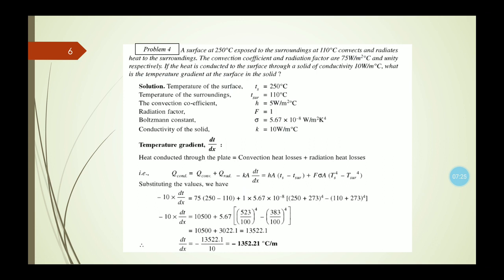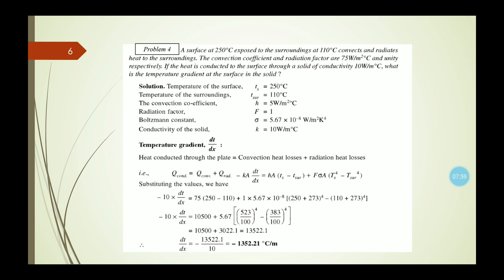We know this from the concept of Fourier's law of heat conduction, so that dT/dx we need to find here. So let us see what things are given in the question. The temperature of the surface is given. The temperature of the surroundings is also given. The convection heat transfer coefficient is given as 5 watt per meter square degree centigrade. The radiation factor is given as 1 or unity. The Stefan-Boltzmann constant is a constant value that we need to remember. It will not be provided in the question.